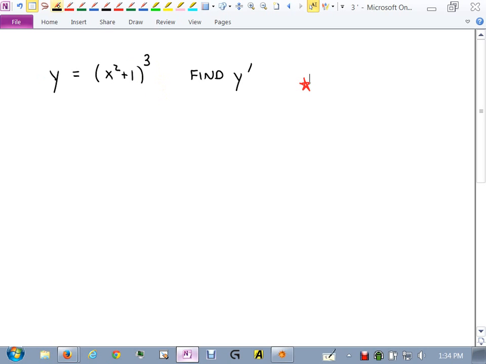So here, watch the way I'm going to do this. First, I'm going to write this as x squared plus 1 times x squared plus 1 times x squared plus 1, because that's what it means to cube something, right?